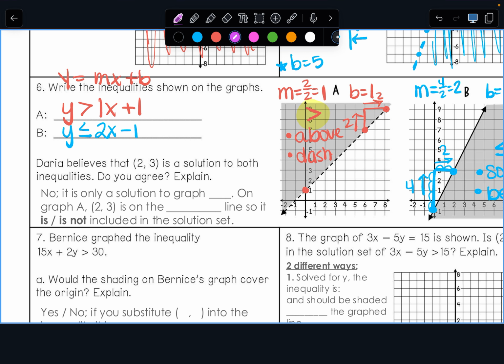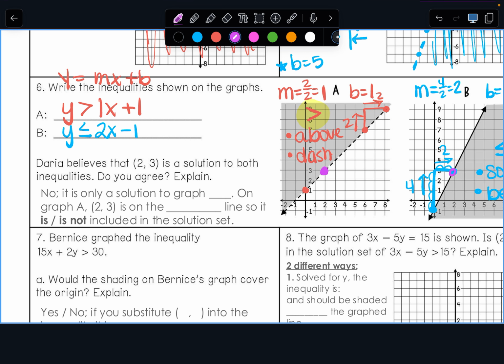So let's plot (2, 3). On the first one, (2, 3), is that a solution? Yes or no? No. Why? Because it's on the line. Not just because it's on the line. Because the line is dashed. Very good. Because the line is dashed.